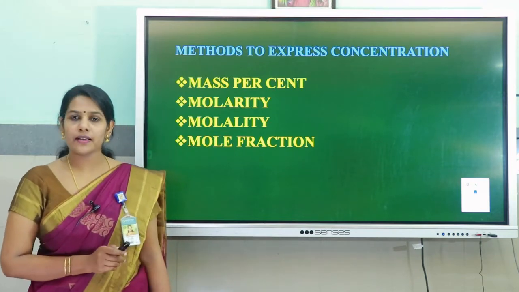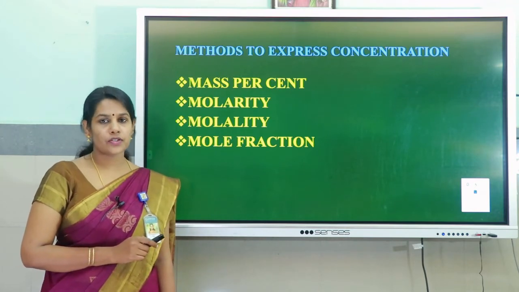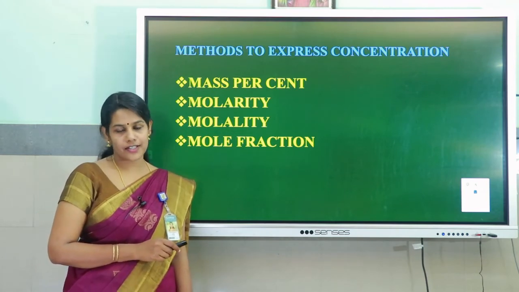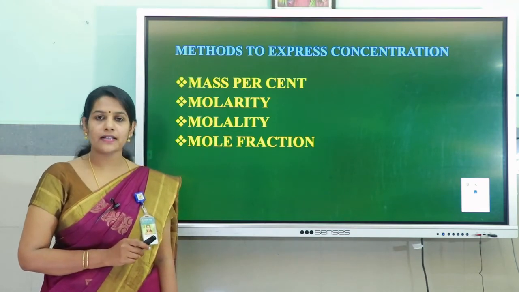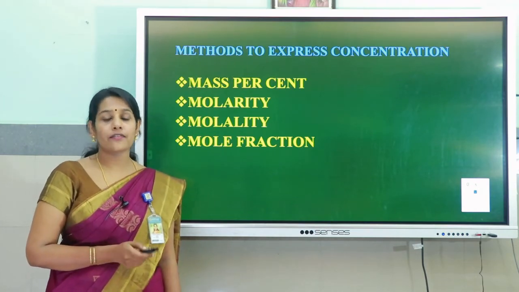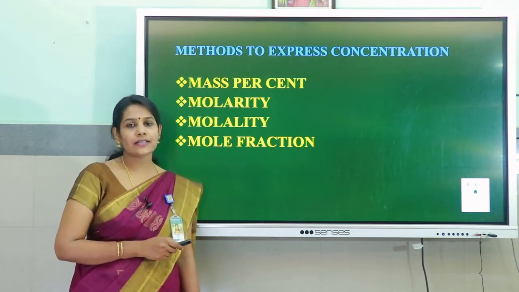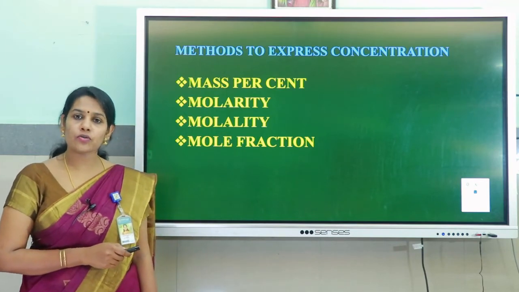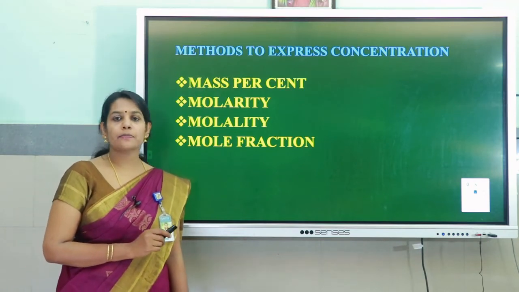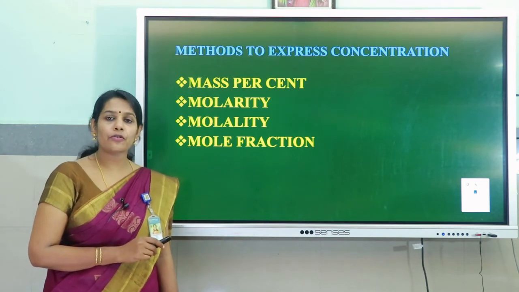Before moving to the topic, let us recall a few points. A solution consists of solute and solvent. Solute is a substance that dissolves in solvent. Solute is generally present in smaller quantity and solvent is generally present in larger quantity. A binary solution is a solution which contains only two components. Mole is the amount of any substance which contains 6.022 × 10^23 particles, that is Avogadro number of particles.